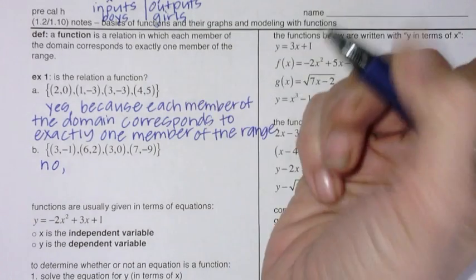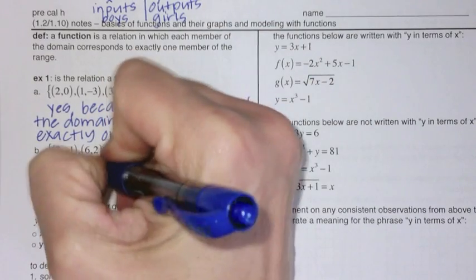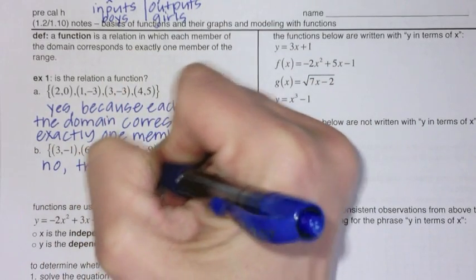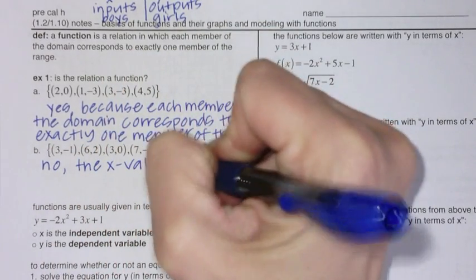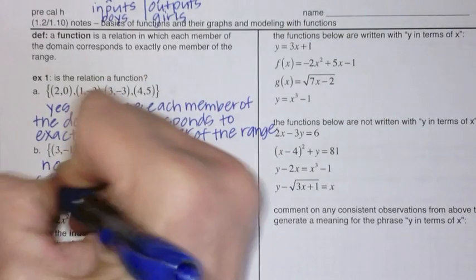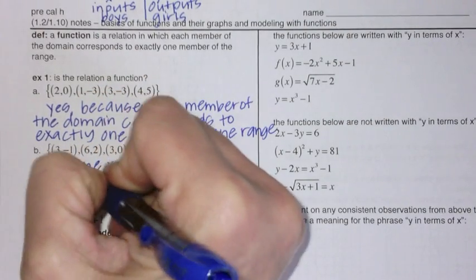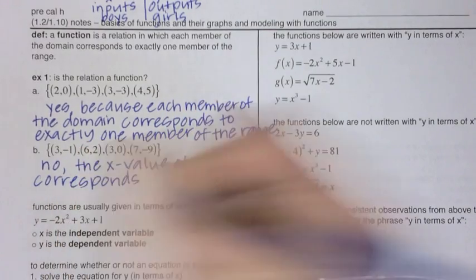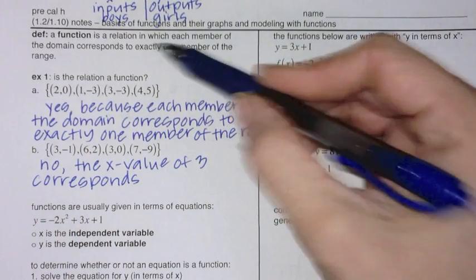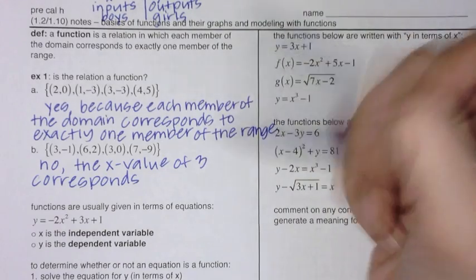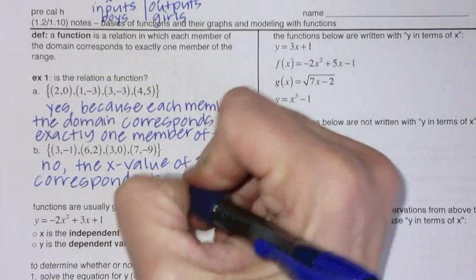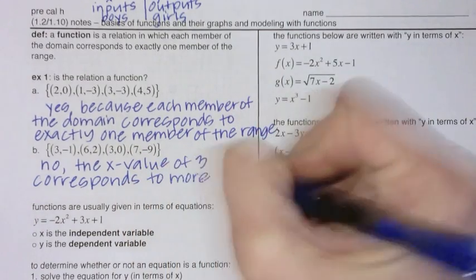So this one was no, and we're going to say the x value of 3 corresponds to more than 1. This one says it can only be exactly 1, so here's our disproof because it corresponds to more than 1.